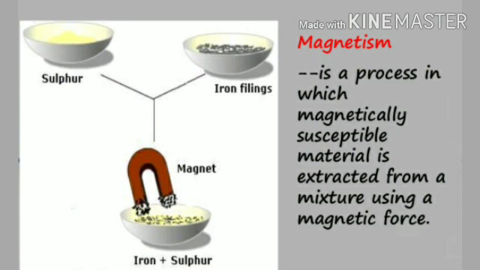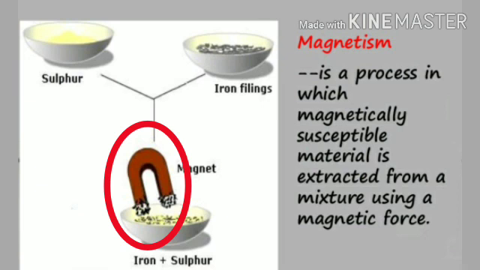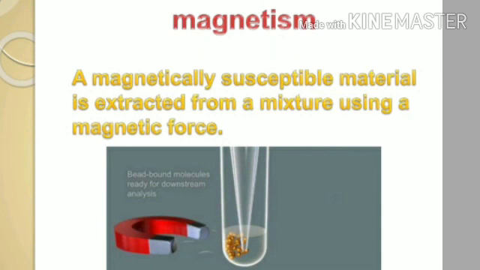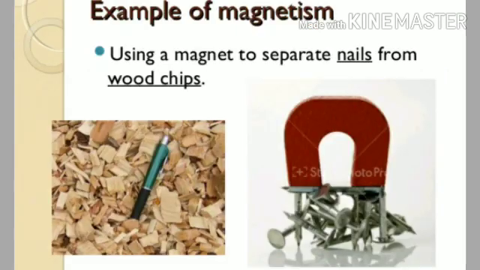In order to separate iron filings from sulfur powder, we need to use a magnet, and we can use a horseshoe magnet. When we move this magnet over the surface of the mixture, the iron filings get attracted by the magnet. They just stick to the magnet and get separated, while the sulfur powder does not get attracted towards the magnet, so it remains behind in the china dish.